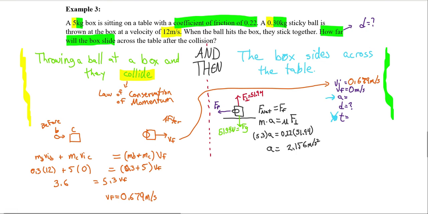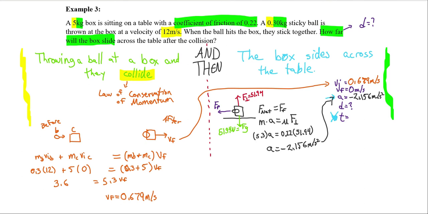One thing to note here is that the force of friction is in the opposite direction of the motion. So I'm going to give it a negative sign. And I can substitute this in here. Negative 2.156 meters per second squared.